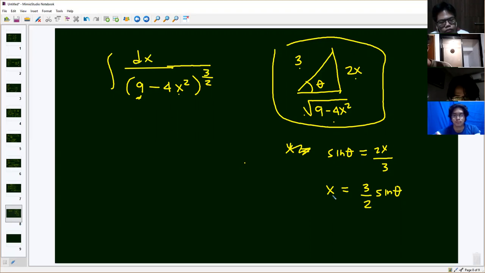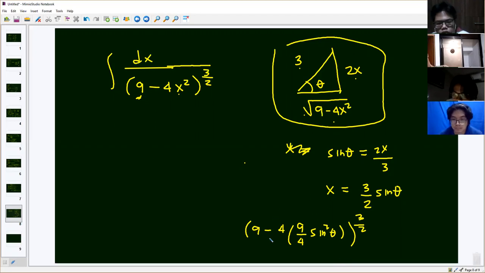Kaya sabi, papalitan natin si x nito. So, we will transform that. So, mangyayari yung 9 minus 4x squared, magiging, yung x squared is, we just squared this, that's 9 over 4 sine squared. Then to the 3 halves. Right? Now, tell me, cancel. 9 minus 9 sine squared. So, ayusin pa natin yan. That is 9, the quantity 1 minus sine squared, then to the 3 halves.